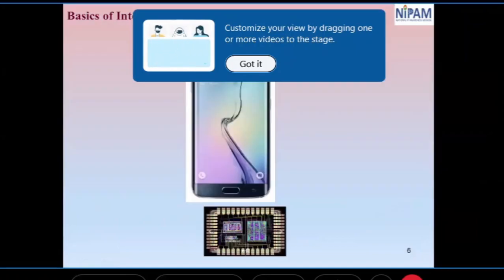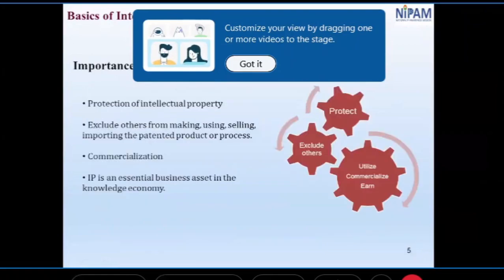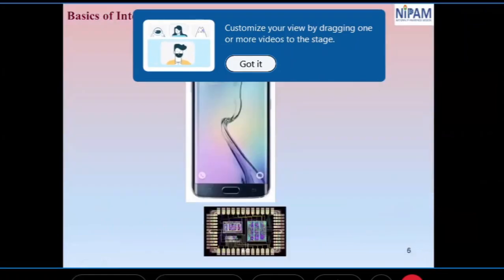So this is only for understanding. It may happen that in a single product, there are so many IPs. Again, I am saying, IP is the superset, and patent, design, trademark are subsets of that bigger set. Suppose I have a mobile phone. I told you in the previous slide that patent is for scientific invention, design is for shape and configuration, trademark is for logos, and there are also geographical indication, copyright, and semiconductor integrated circuit layout design. Let me show you how many types of IPs are associated with a single product.